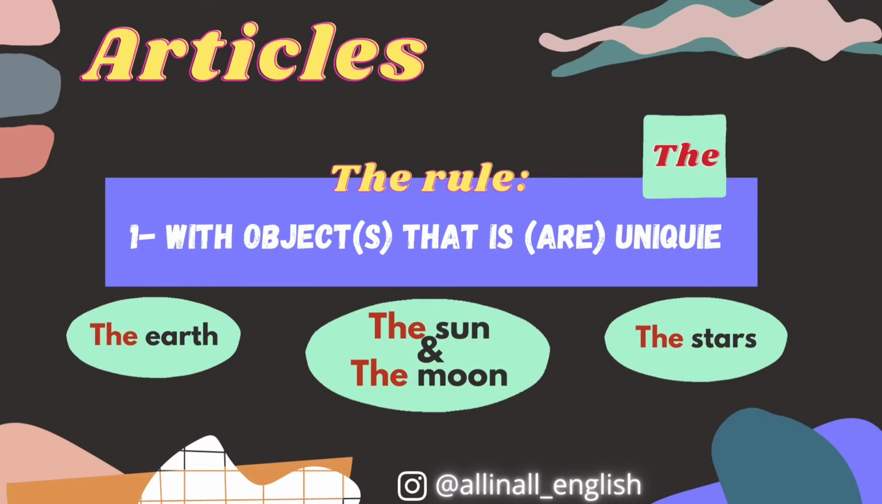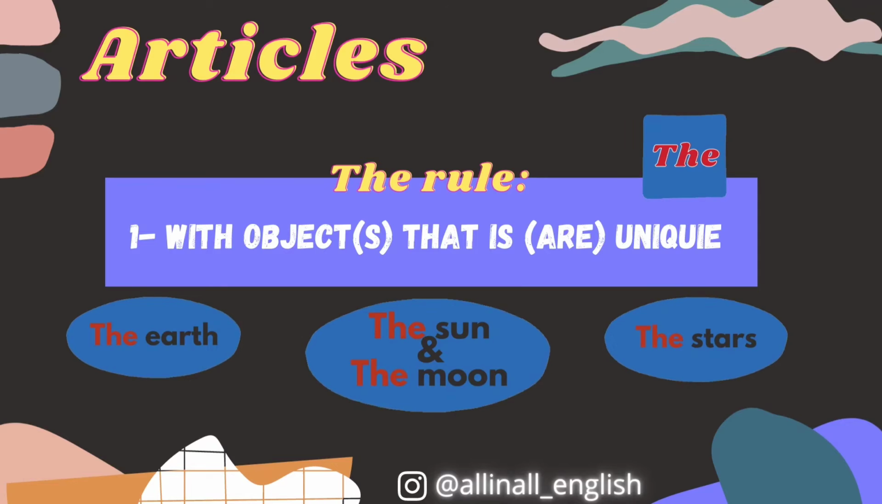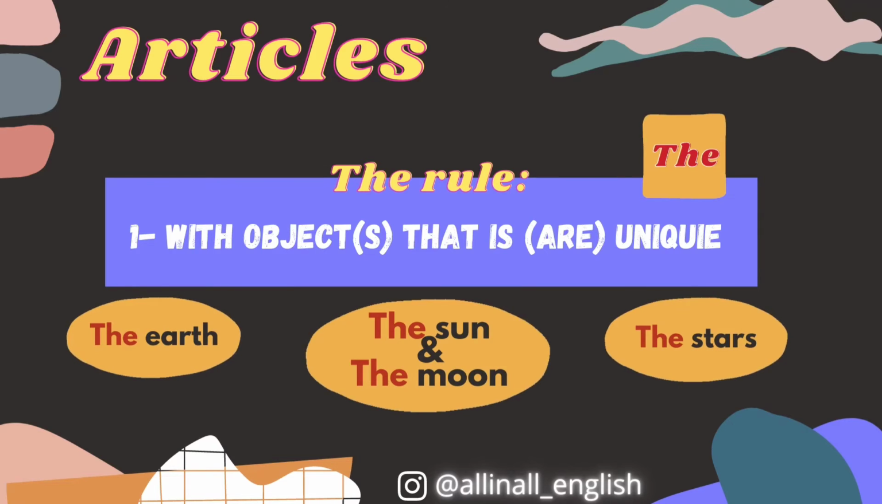The last example we have is the stars. Although we encounter a lot of different shapes and colors of stars every night, they're still unique, so we use the article "the" with them to represent them. So we say the stars.